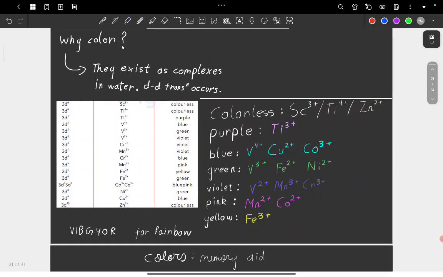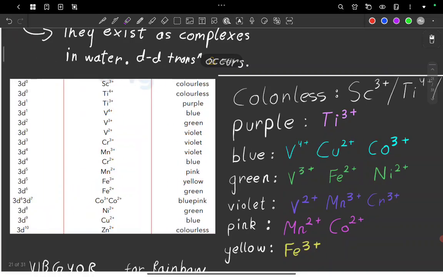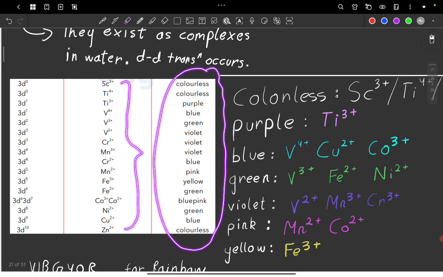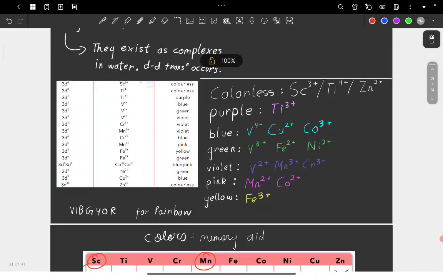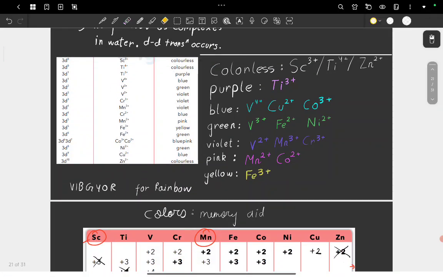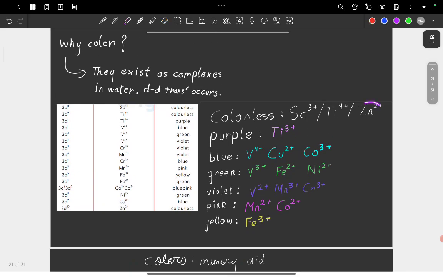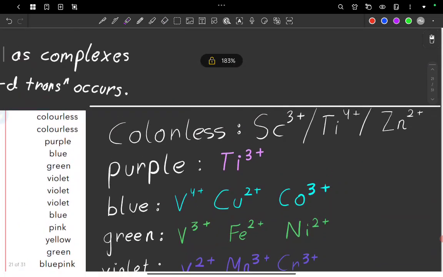Now these are the oxidation states and the colors you have to remember, but don't try to brute force them. I have brute forced it. I will try to help you. This is just a list of the colors.